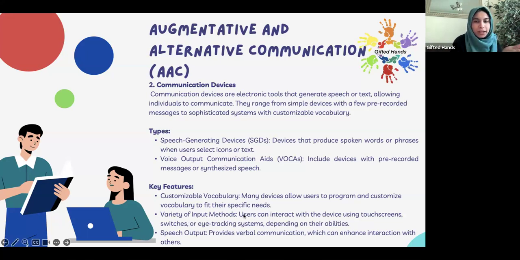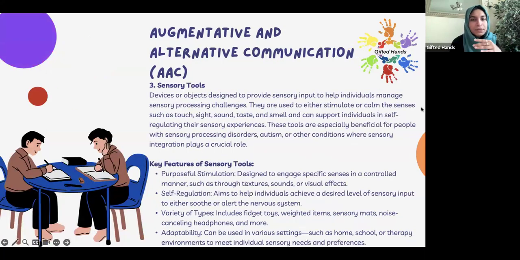There is a variety of input methods: touch screen, switches, eye tracking systems. Again, it depends on the child's abilities. Speech output provides verbal communication. So the child just has to type in and the app puts it out. Moving on to the next slide.